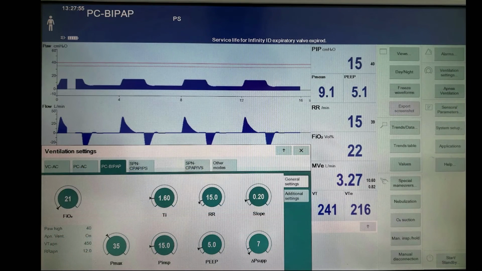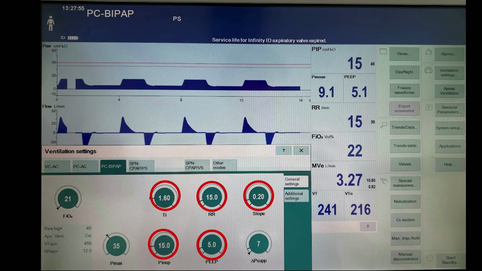There's also a pop-up control screen like this, and they really make it very easy for you using this mode as a conventional mode of ventilation. With these settings, first of all, you set your respiratory rate, 15, then the PEEP, the inspiratory time, which in this case is 1.6 seconds, the slope, the P-insp, which, as you recall from our discussion on pressure control, is really the pressure limit.